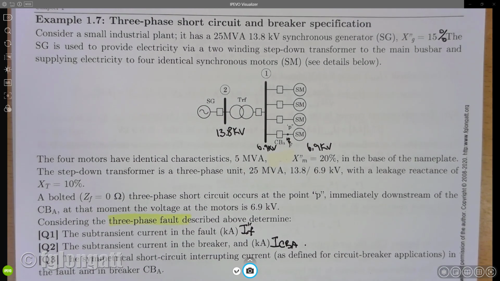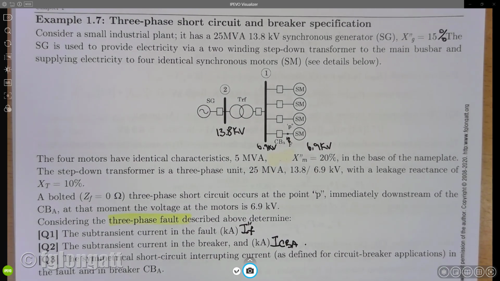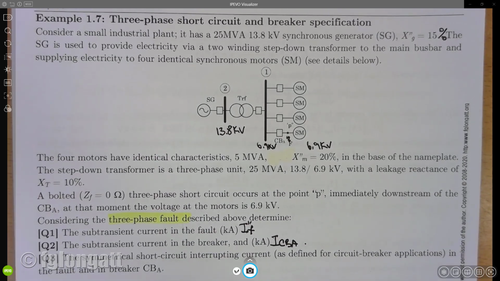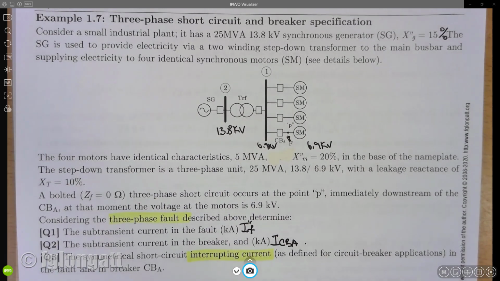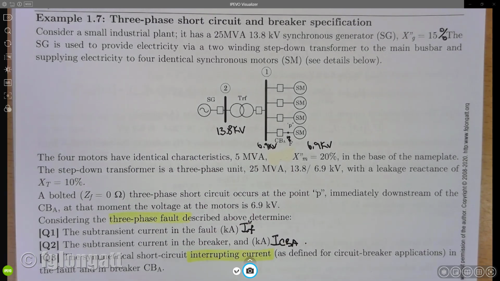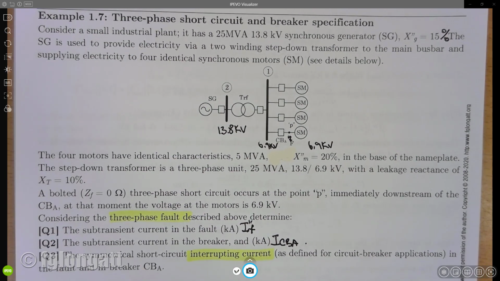And also, and that is probably the most interesting part that is making this example so exciting, we want to calculate the symmetrical short circuit interrupting current, as defined for the location of this circuit breaker, okay. Well, this is a very exciting time. Let's start to solve this problem.